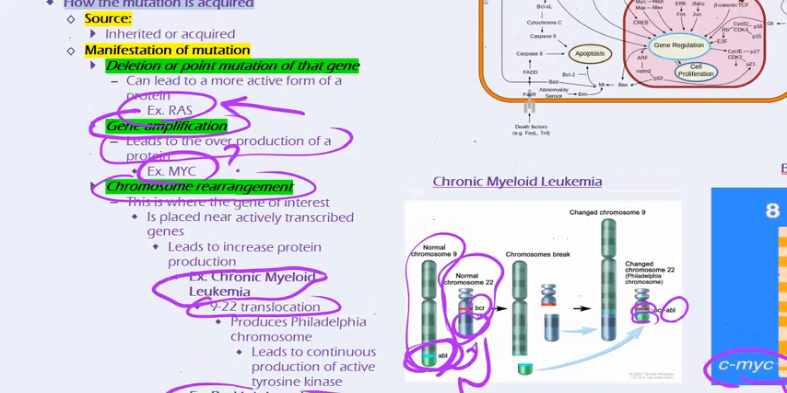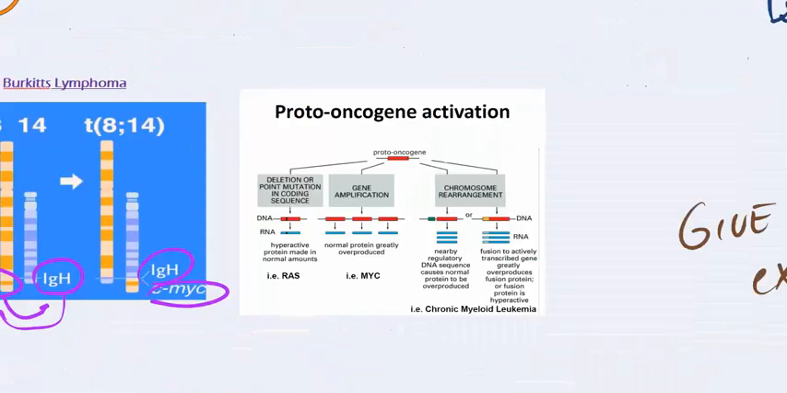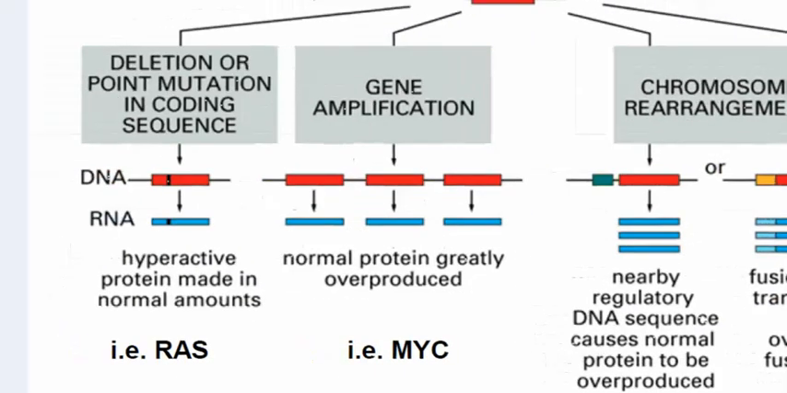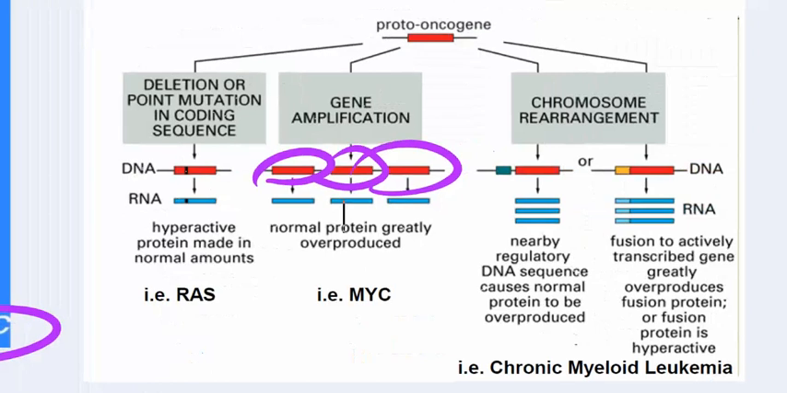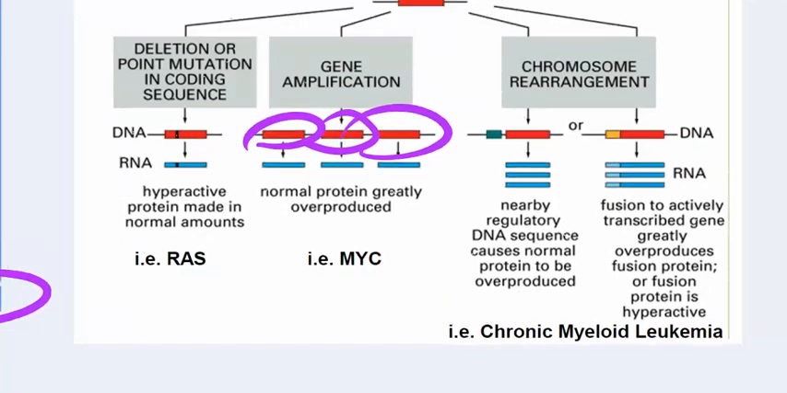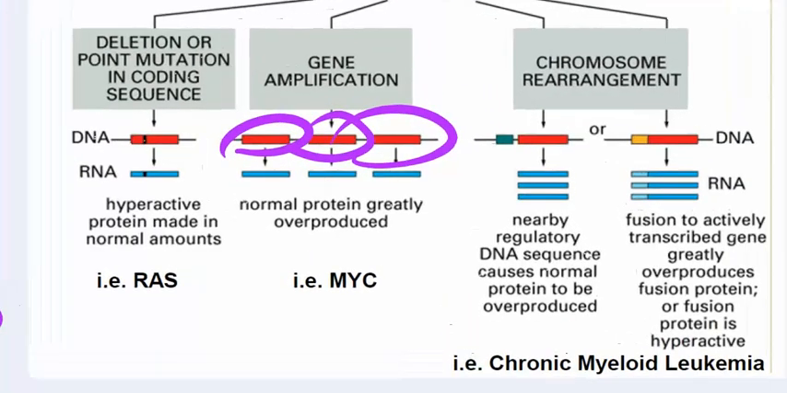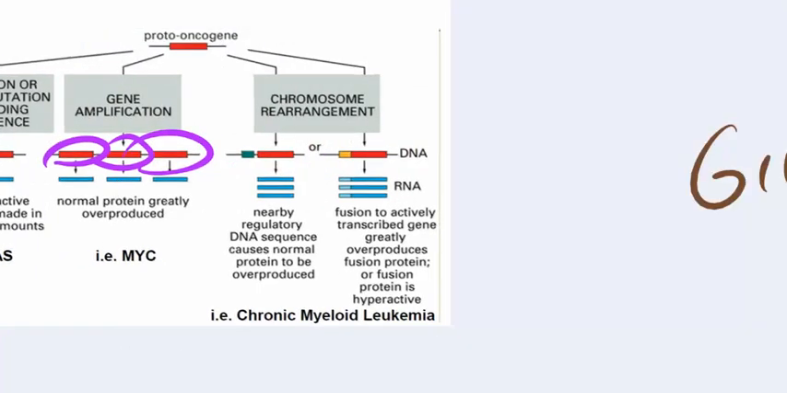Okay, so on the chromosomal level, in terms of the mutations, we can have point mutations, we can have gene amplification, and I know I didn't point this out: gene amplification means that instead of having one copy of that genetic information, you have multiple copies of that genetic information. Does that make sense? Or you can have a chromosomal rearrangement, which we see here.